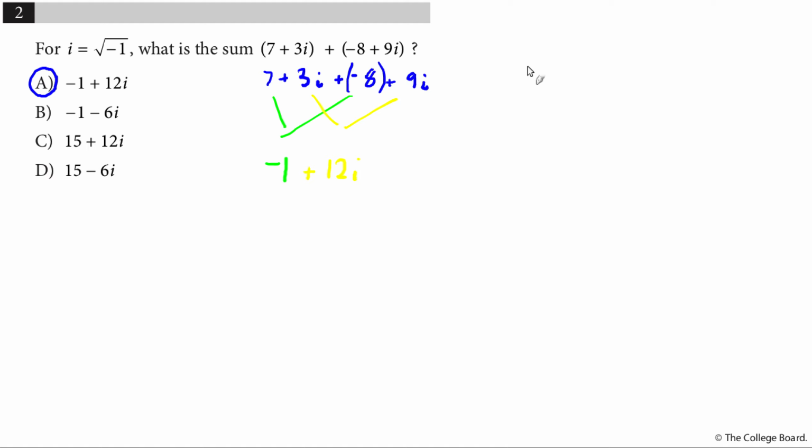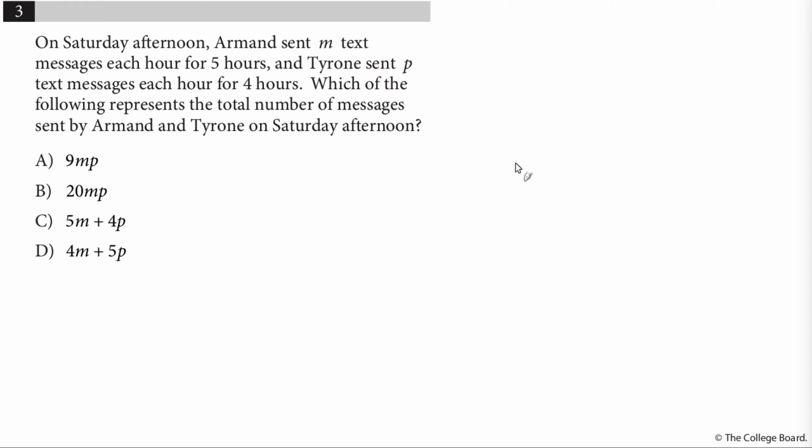Now, another way I've seen this done, a popular way to do complex addition, is to write this vertically. So I've seen a lot of students that may prefer to write 7 plus 3i plus -8 plus 9i. And now they're lined up a lot like the addition problems we're used to seeing, where I would do 3i plus 9i, get 12i. 7 plus -8, get -1. And there's our answer. Give this problem a shot.